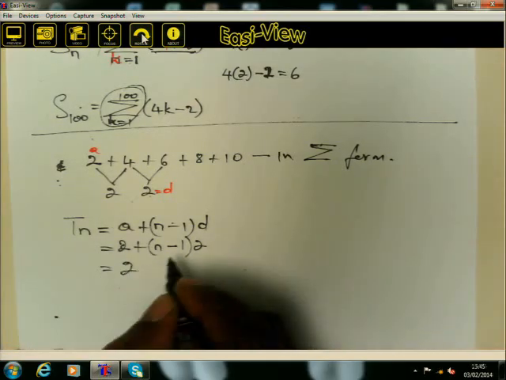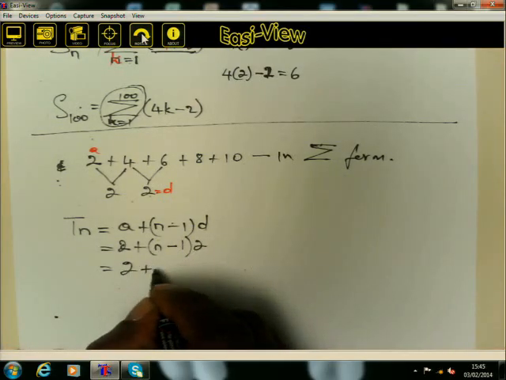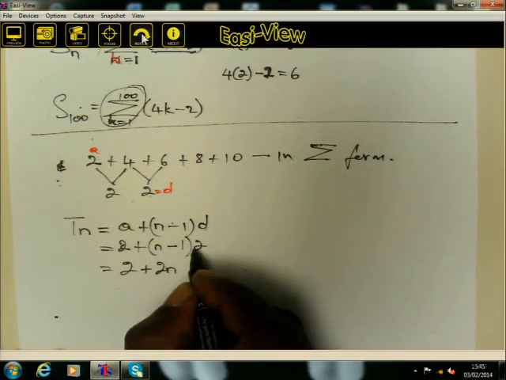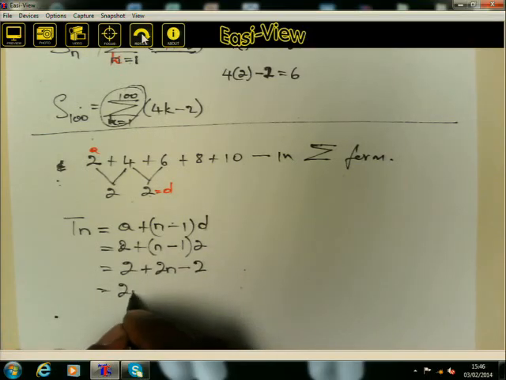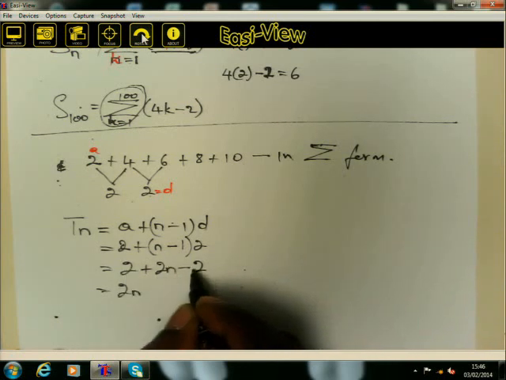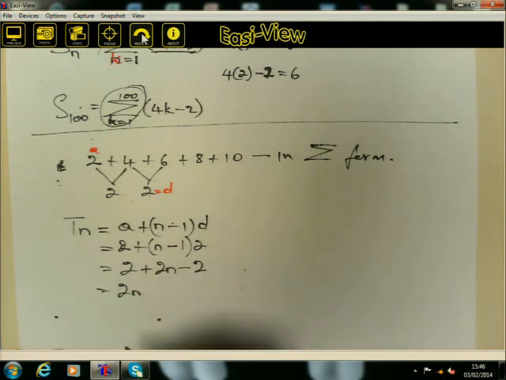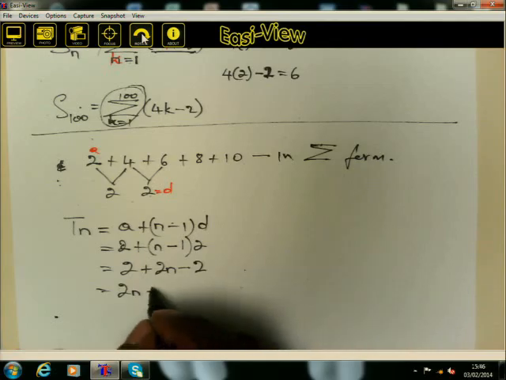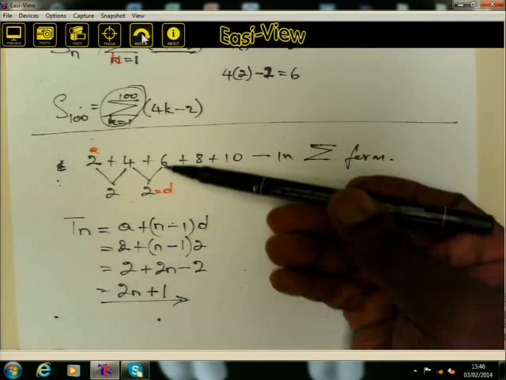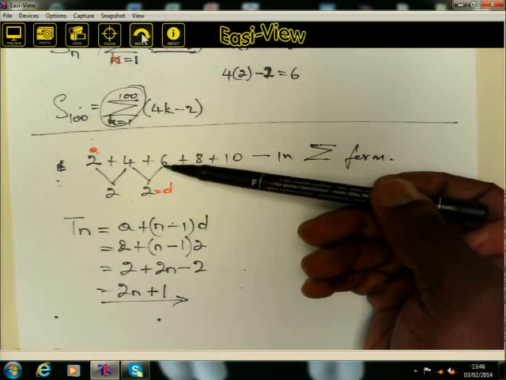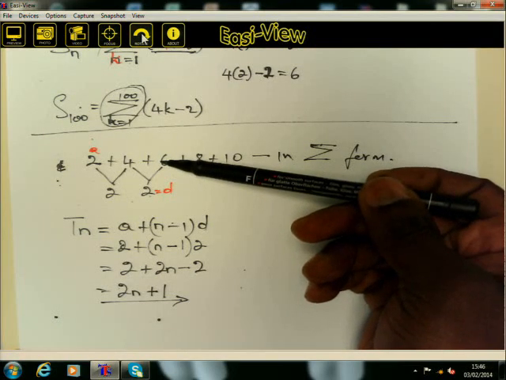We end up with 2 multiplying there, plus 2n, this one is minus 2. So it means 2n, 2 minus 1, 2 minus 2 is 1. So it is going to be plus 1 there. This one is the general term, or the nth term of this particular series.